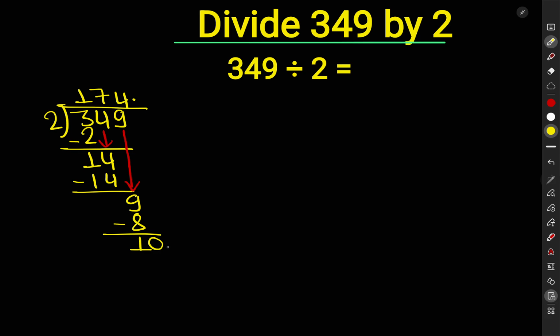So now it is 10, and 2 times 5 means 10. On subtracting we get 0. So 349 divided by 2 is 174.5.